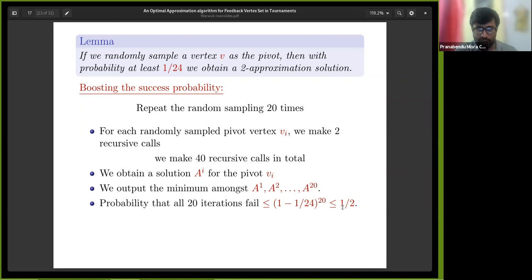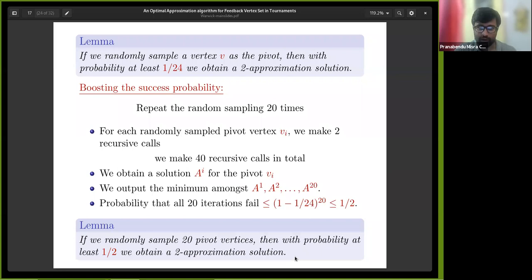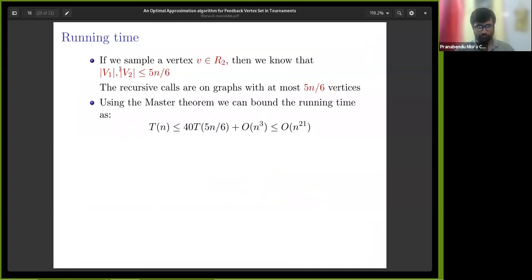So we have shown that with probability at least half, we are able to obtain a two approximation solution to the input graph. Now, this is the lemma that we have shown. Now, the next question would be, what is the running time of this algorithm?